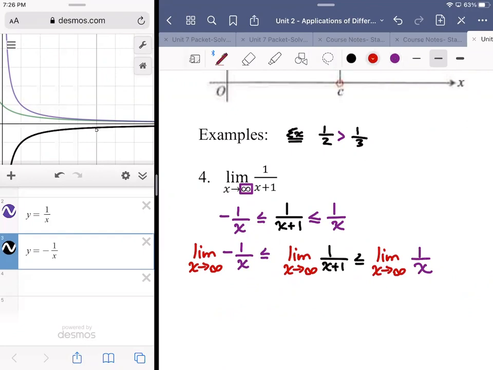All right, so here I would say the limit as x approaches infinity of -1 over x, that's -1 over infinity, which goes to 0. This is 1 over positive infinity, which also goes to 0.